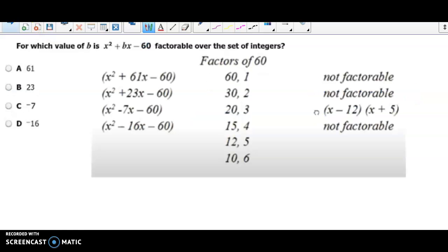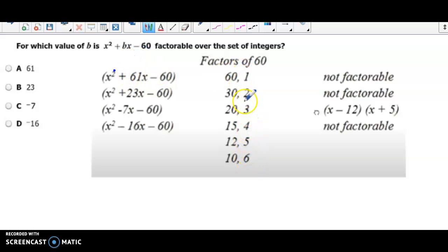Next question, for which value of b is x squared plus bx minus 60 factorable over the set of integers? So what can I multiply together to get 60 that when I subtract, I get this number here? So I wrote out my factors of 60, listed all of them. Okay? And then I take each one of my equations and I plug in 61 for b, 23, negative 7, and 16. So what can I multiply to get 60 that when I subtract, I get a 61?